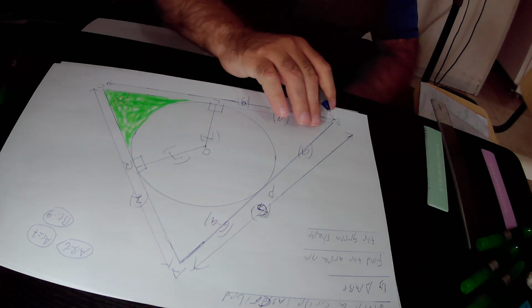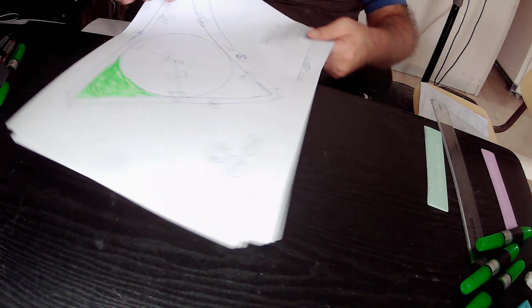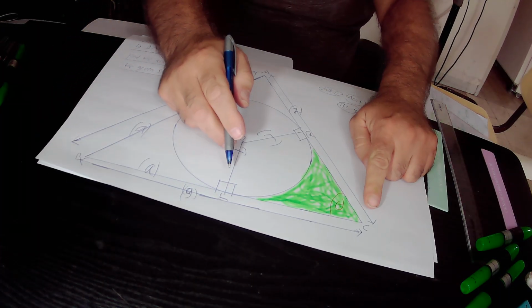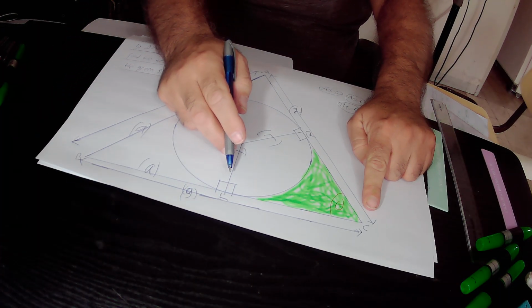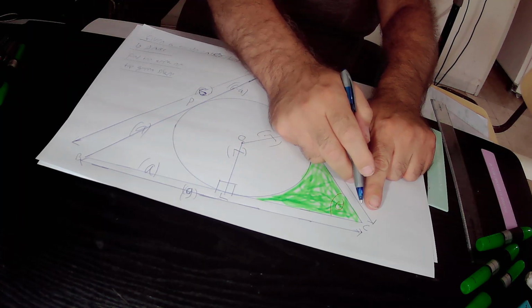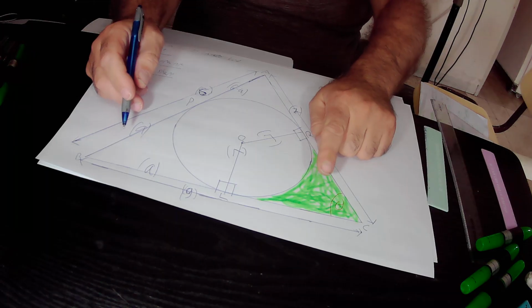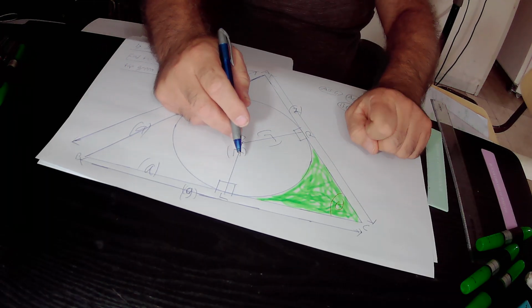Likewise, this is the length of line segment LC. LC equals BC, that is 9, minus BL, that is A.